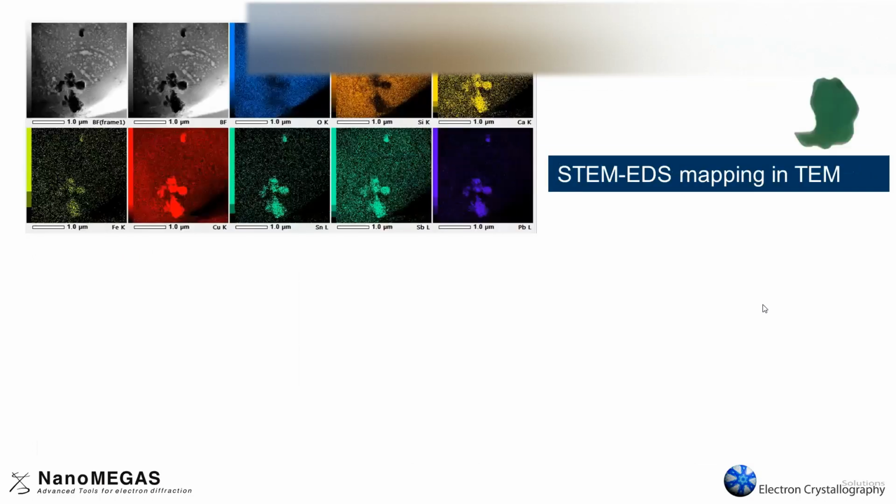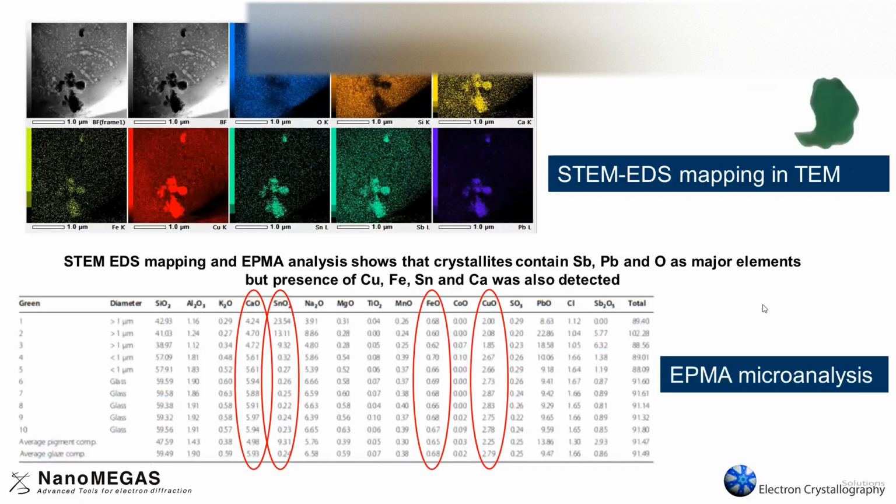Okay, the first part is the chemical analysis. The chemical compositions from the polished cross sections and thin samples were analyzed by EPMA and STEM EDX in TEM. STEM EDX mapping and EPMA both show that the crystallites contain lead, Sb, and oxygen as major elements, and also the presence of copper, iron, tin, and calcium.